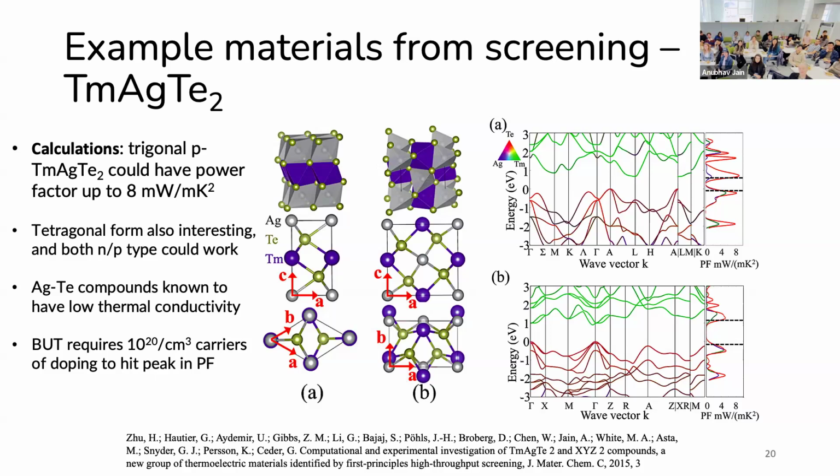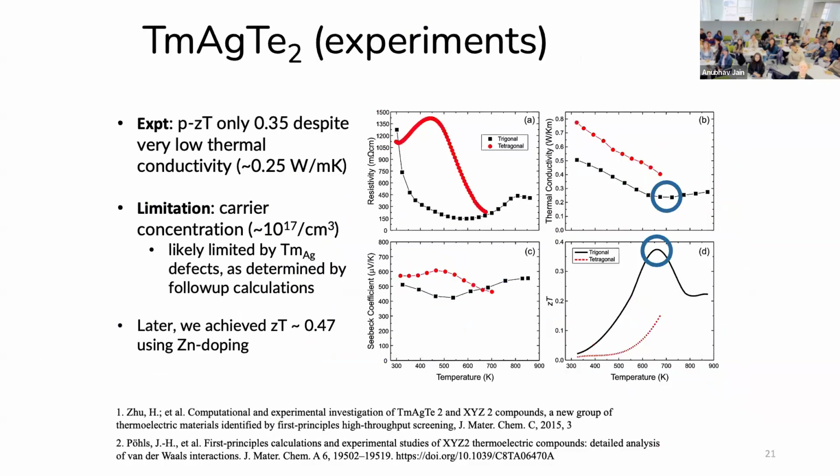The only issue is we found that it needed 10 to the 20th per cubic centimeter carrier concentration to hit the peak in power factor. And again, these are strongly peaked power factor functions. So you kind of have to hit the doping pretty well.